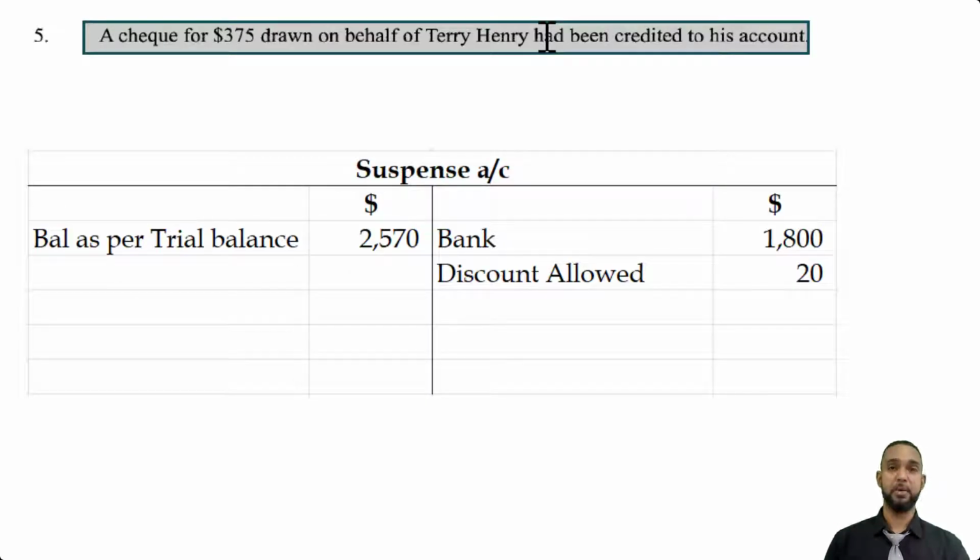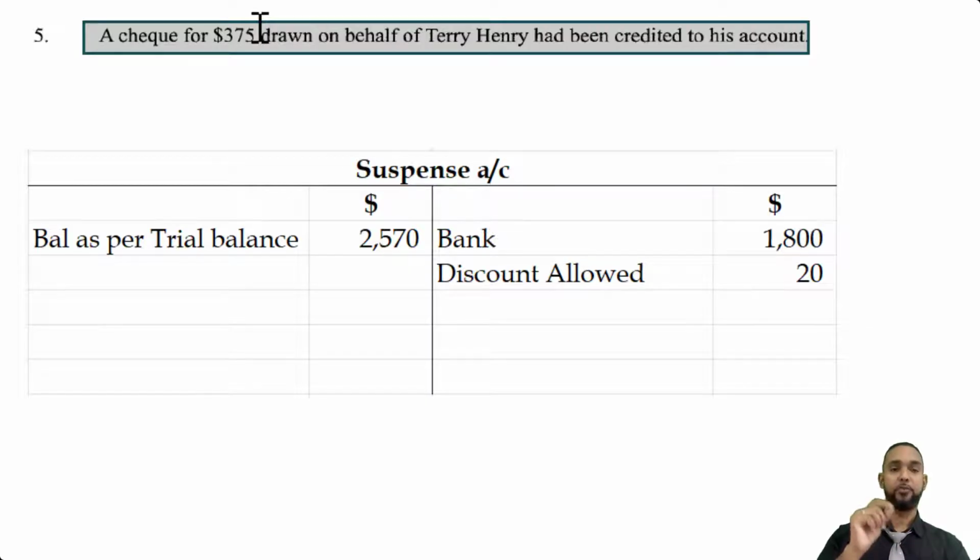So when we pay somebody by check, our bank account is going down. Since bank is an asset, you'll have to credit the bank account and you'll debit whomever you are paying. So we were supposed to debit Terry Henry, but it was credited to his account. Because it's a one-sided error, we are going to use the suspense account. But it's not just going to be $375, and I'll tell you why.